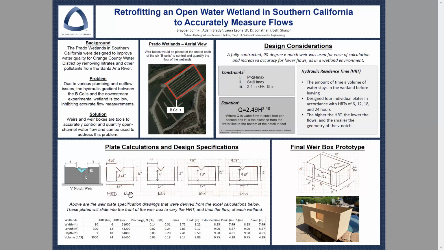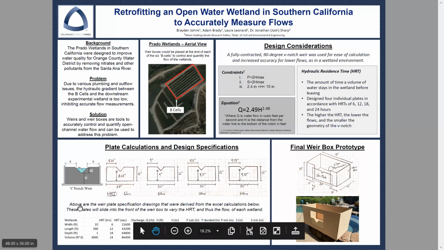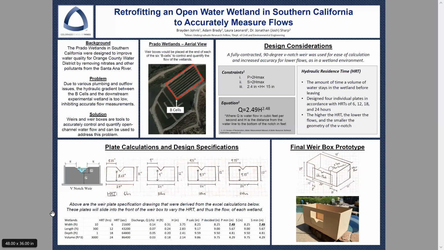So these are the drawings I made for the individual plates, and I came up with them through a series of Excel calculations below using the volume of water in the wetlands, along with the equation provided by the U.S. Bureau of Reclamation's Water Measurement Manual, and the height of the water to produce the individual S and P measurements for each of the plates.